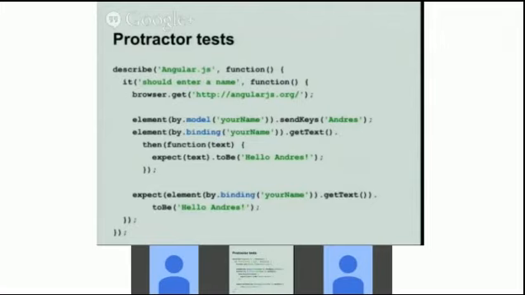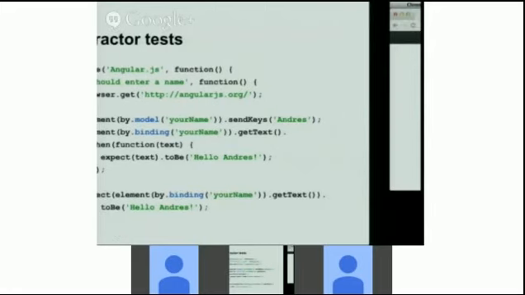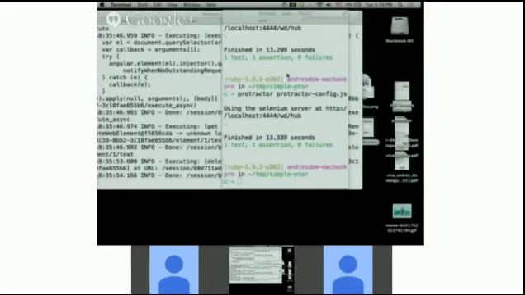There's a modification that Julie wrote, which is really nice. Instead of having this promises syntax, you can do something like passing a promise to the expect function, and it will resolve it, and then it will do the assertion for you. So you can do it like this, but you can also do it in the shorter format, which is, okay, expect element by binding, get text to be hello Andres. And it's the test I just showed you.